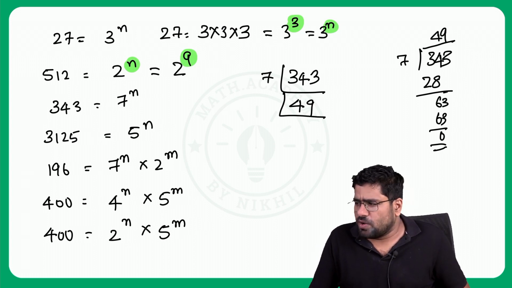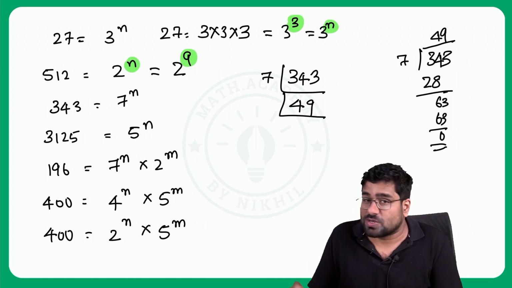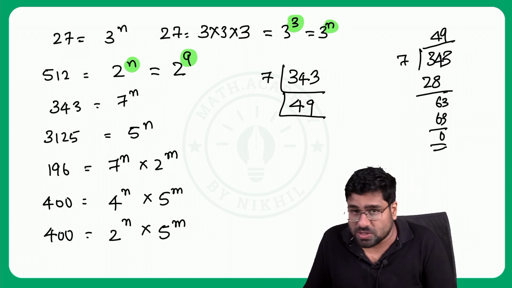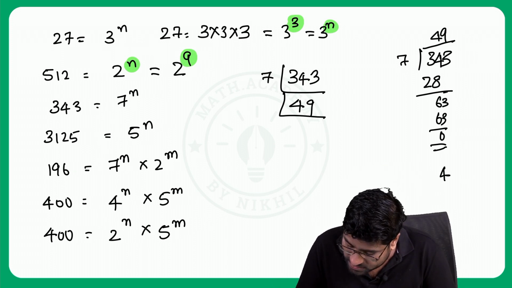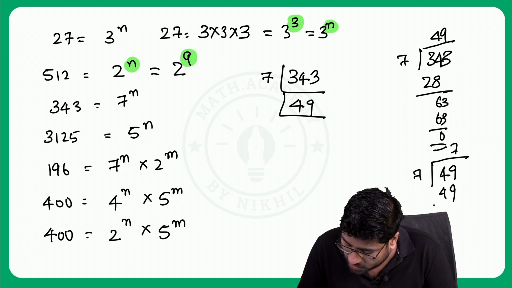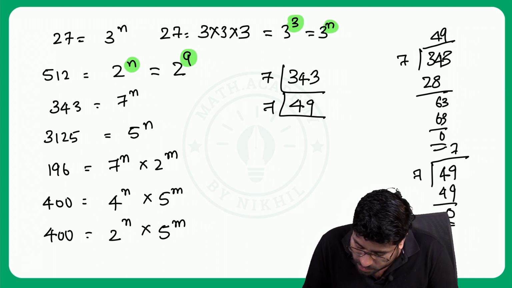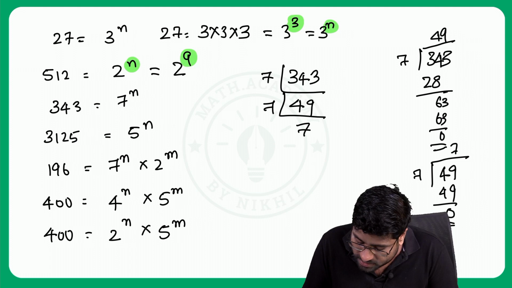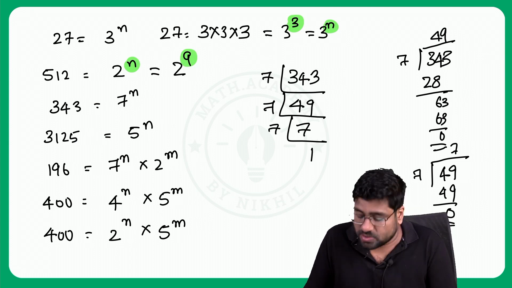Now that seems to be good for me because I know that 7 square is 49, or 7 raised to 2 is 49. So again, 7 7s are 49, so I'm going to divide it by 7. I'm going to get 49, 49 is 0. That means that again I'll divide by 7. I'll end up getting 7. So again 7 is coming out, so it is equal to 1.